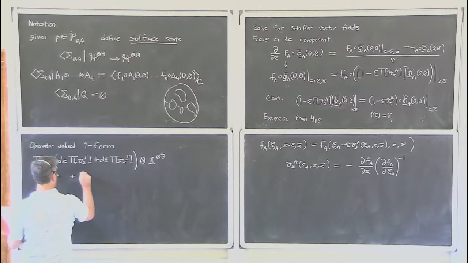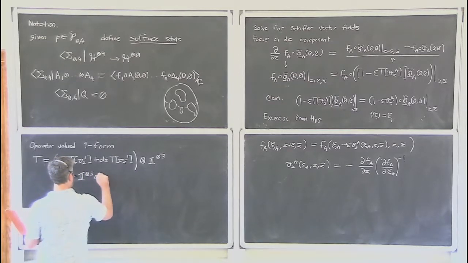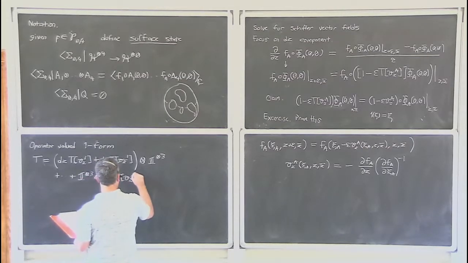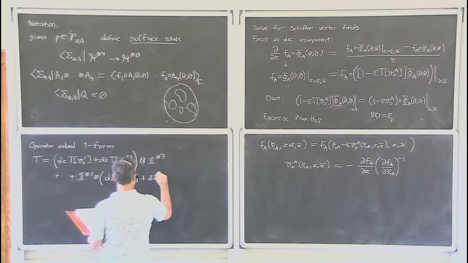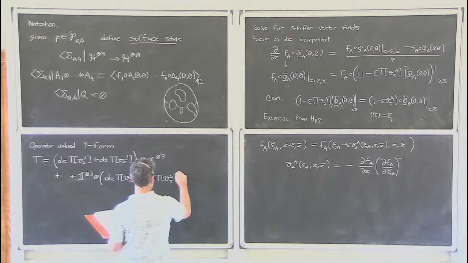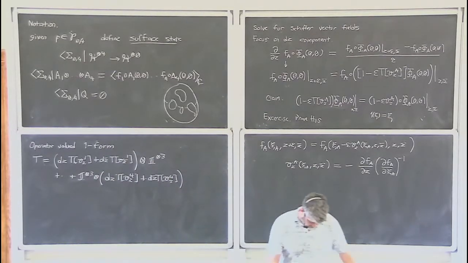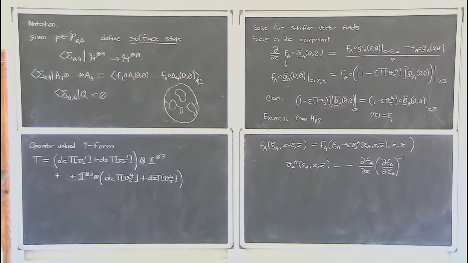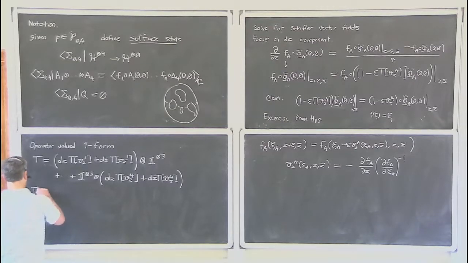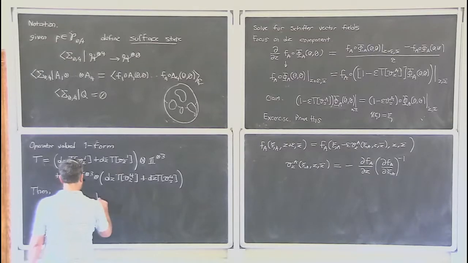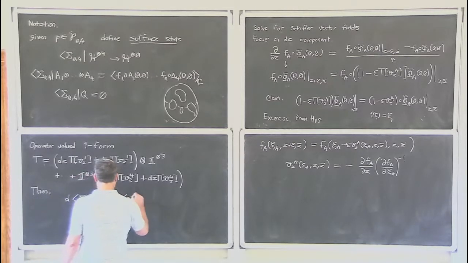And then we shift the arguments, 1, tensor 3, tensor dz T of v_z4, plus dz bar T of v_z bar 4. So we introduce this operator valued one form, and provided that these are the Schiffer vector fields that we've just calculated, we have the relation: d sigma 0,4, the exterior derivative of this surface state, is given by minus the surface state sigma 0,4 times this operator T.